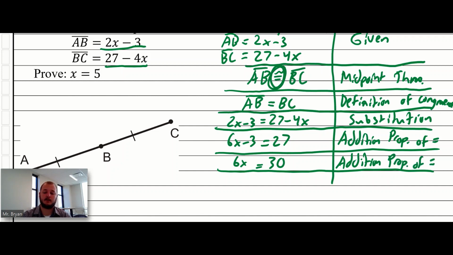And then last step here, because we're almost done, if I gave you this equation, hopefully you would know you divide both sides by 6. And when I do that, I get x equals 5. So that's my final thing, and I see that's what I was trying to prove, so that's good. And then the question is, what's the reason for that? Well, I divided something from both sides, so that is the division property of equality.